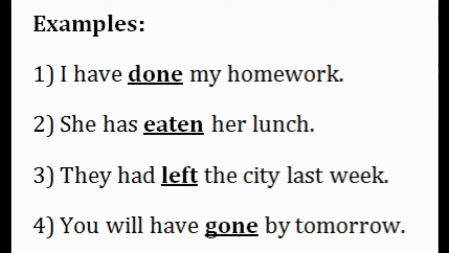All right. For example, I have done my homework. She has eaten her lunch. They had left the city last week. You will have gone by tomorrow. In all these sentences, the verbs used like done, eaten, left, and gone, they are used with auxiliary verbs has, have, and had. And all these verbs here are in past participle or third form of verb.